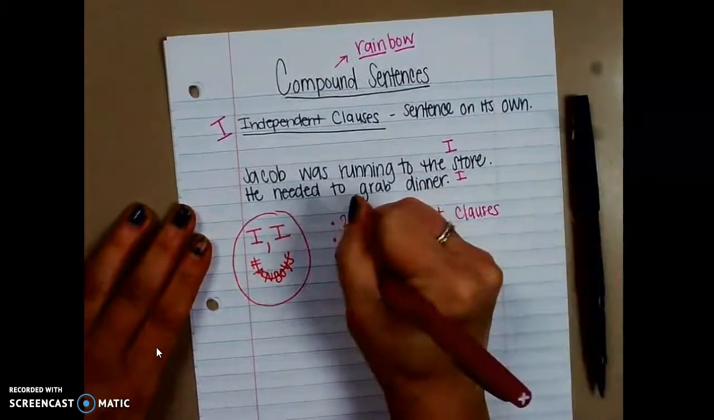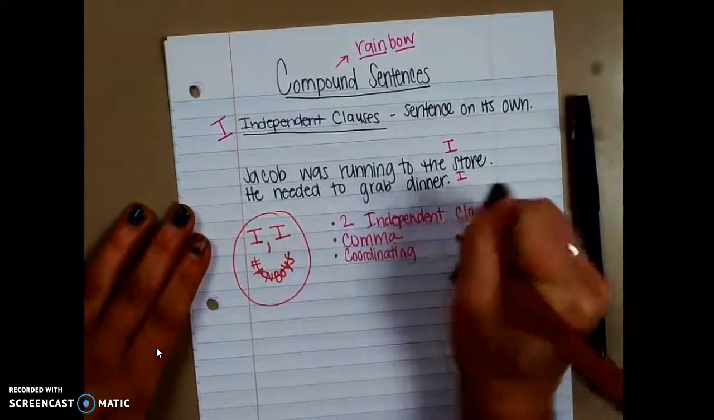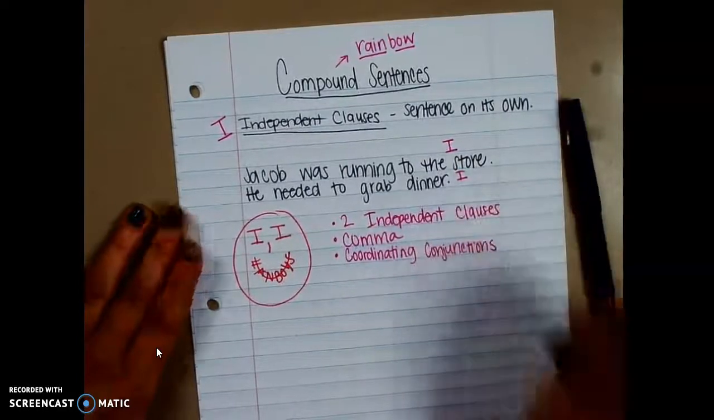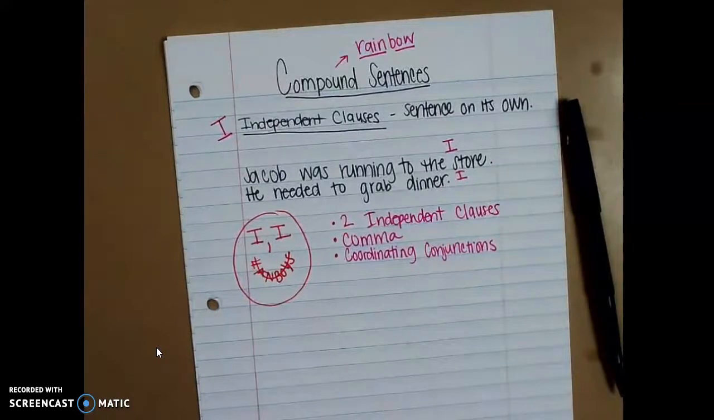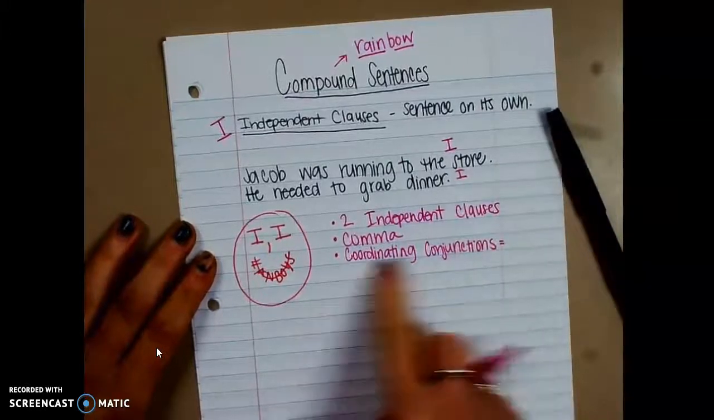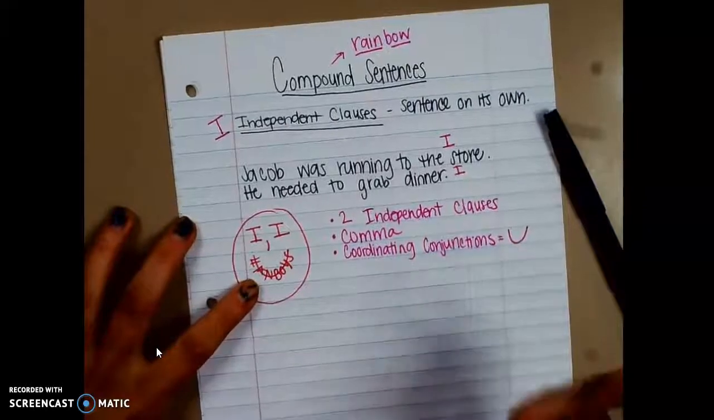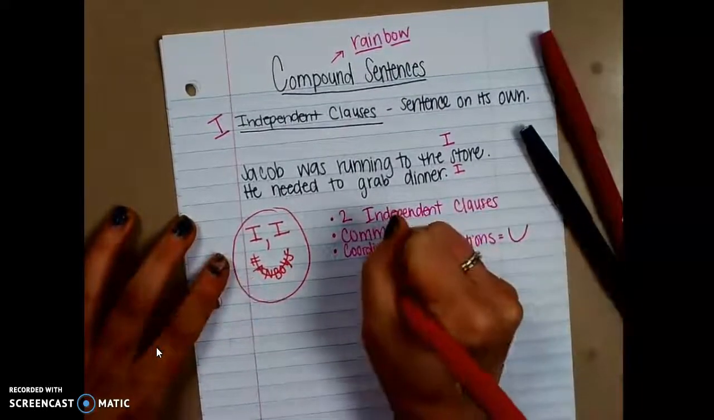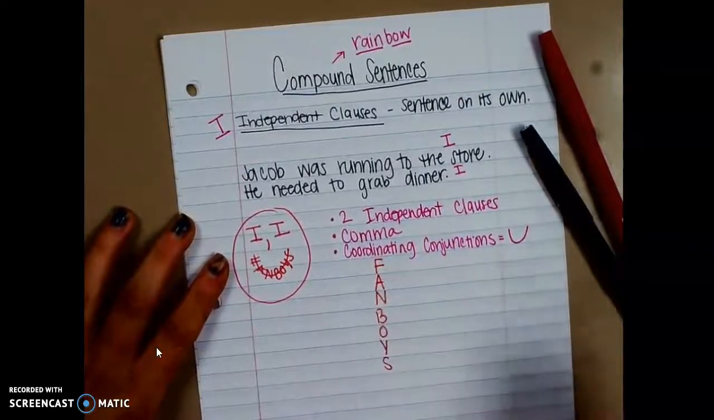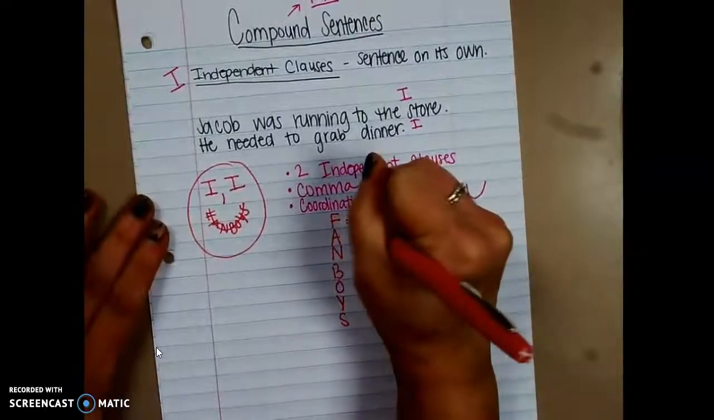Now, fanboys actually have a fancy name, and that's coordinating conjunctions. Everyone say coordinating. And we label our coordinating conjunctions with a smile to match our smiley face over here. Okay, and our coordinating conjunctions are only, everybody say only, fanboys. There are no others.